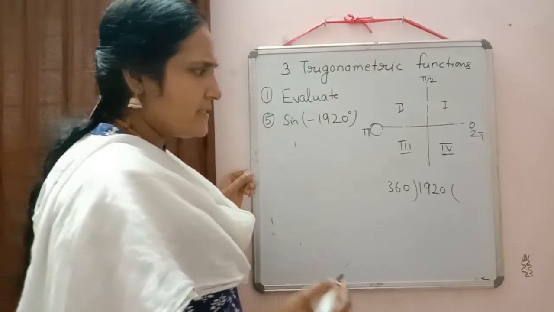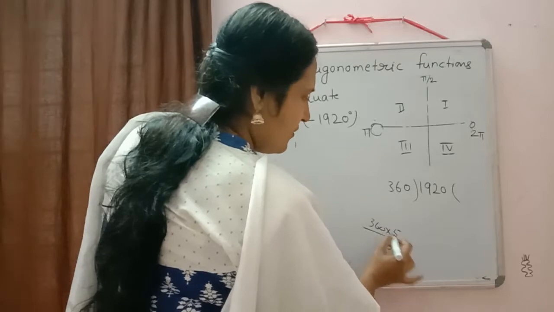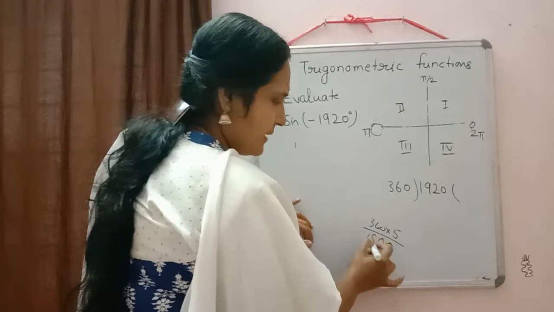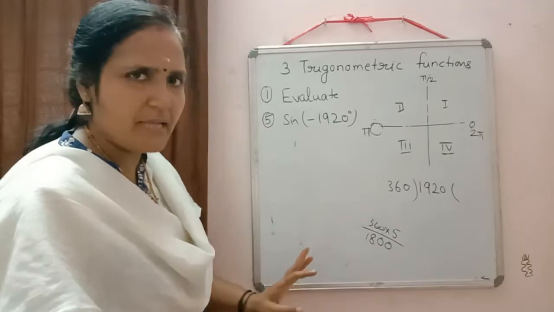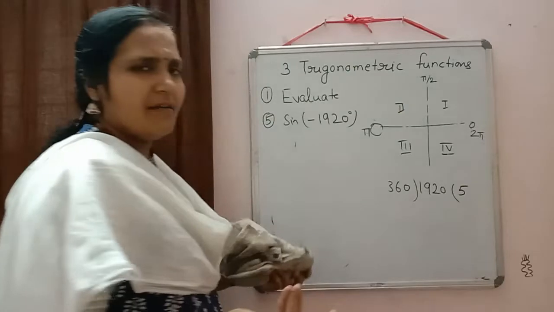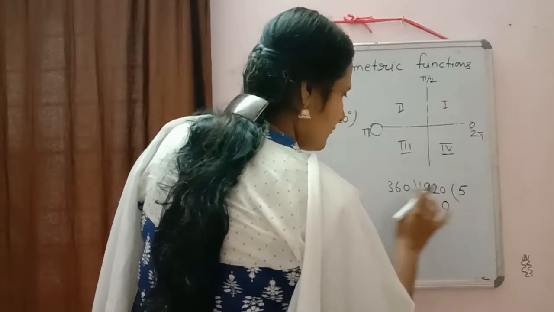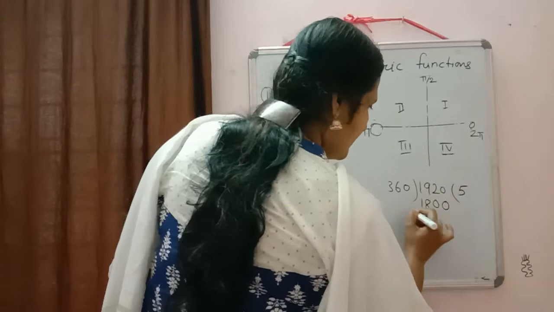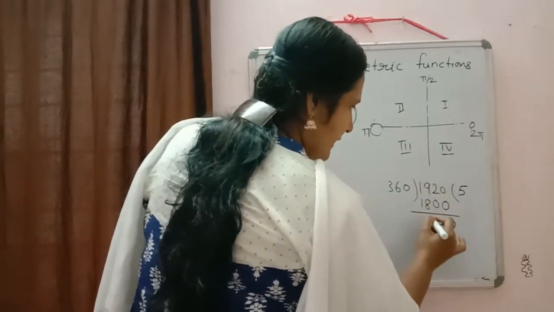Just to check what will be 360 into 5. If we do 360 into 5, 5 0s are 0, 5 6s are 30, carry over 3, 5 3s are 15, 15 plus 3 is 18. Okay, so 1800 plus 360 would be greater. So what will we take? We will take 5. Why have I taken 5? 5 is the middle number, that's why. So 5 into 360 is 1800. What will come? 0, 2, 9 minus 8, 1.